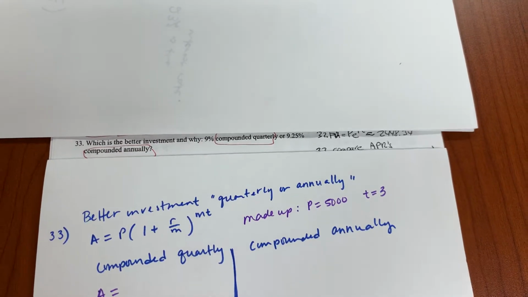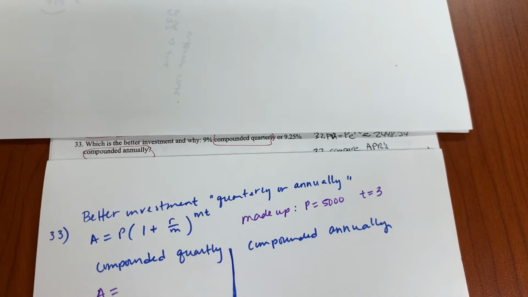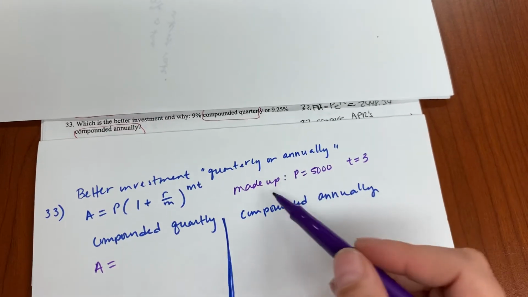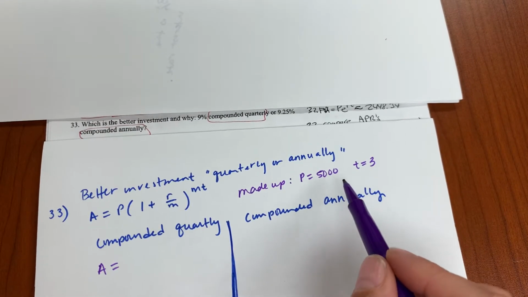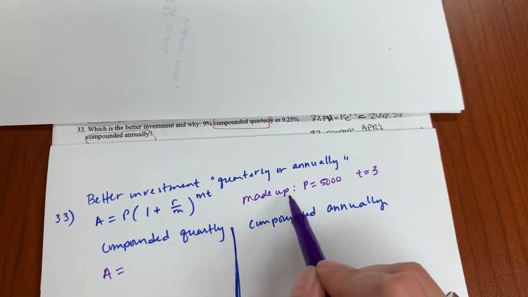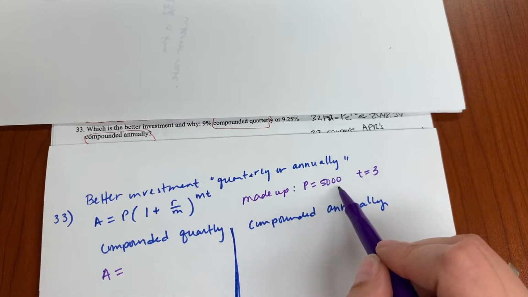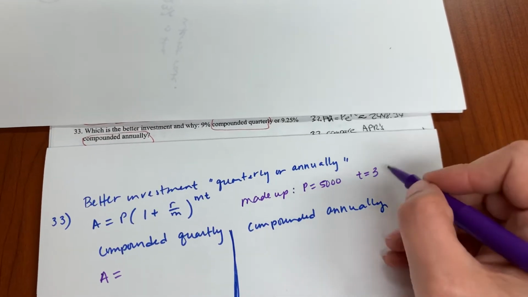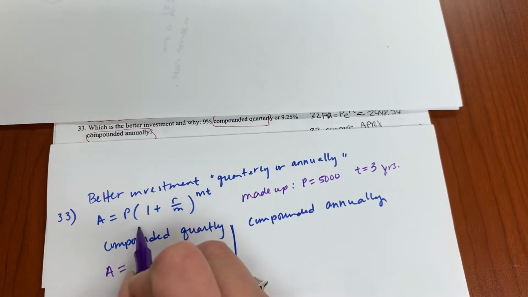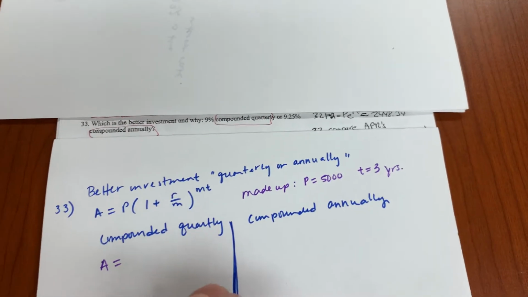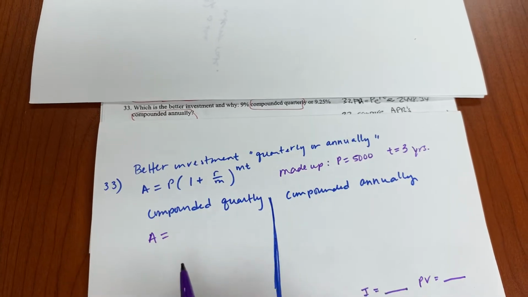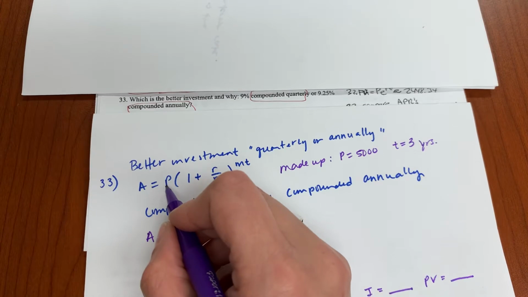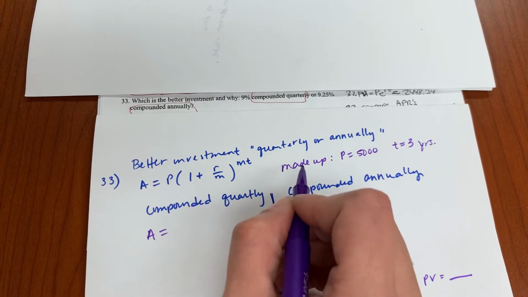It asked us which one's a better investment, but it doesn't give you any of the information. So these are the arbitrary numbers I just made up so that we'd be able to talk about this problem in a more realistic way. I made up the present value as $5,000 we're investing, and the time frame is 3 years, so that we can use this formula and the app and be able to make sense of it. I'm going to do it two different ways: compounded quarterly versus compounded annually. So again, the principal is just me making it up.